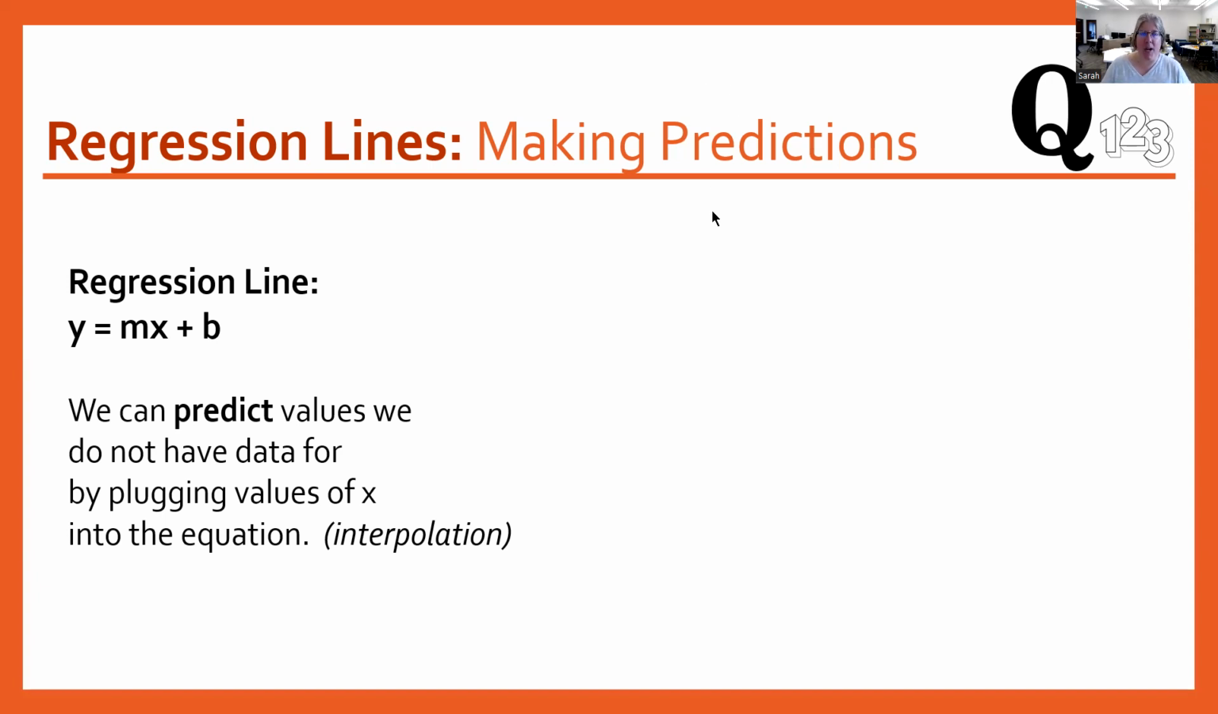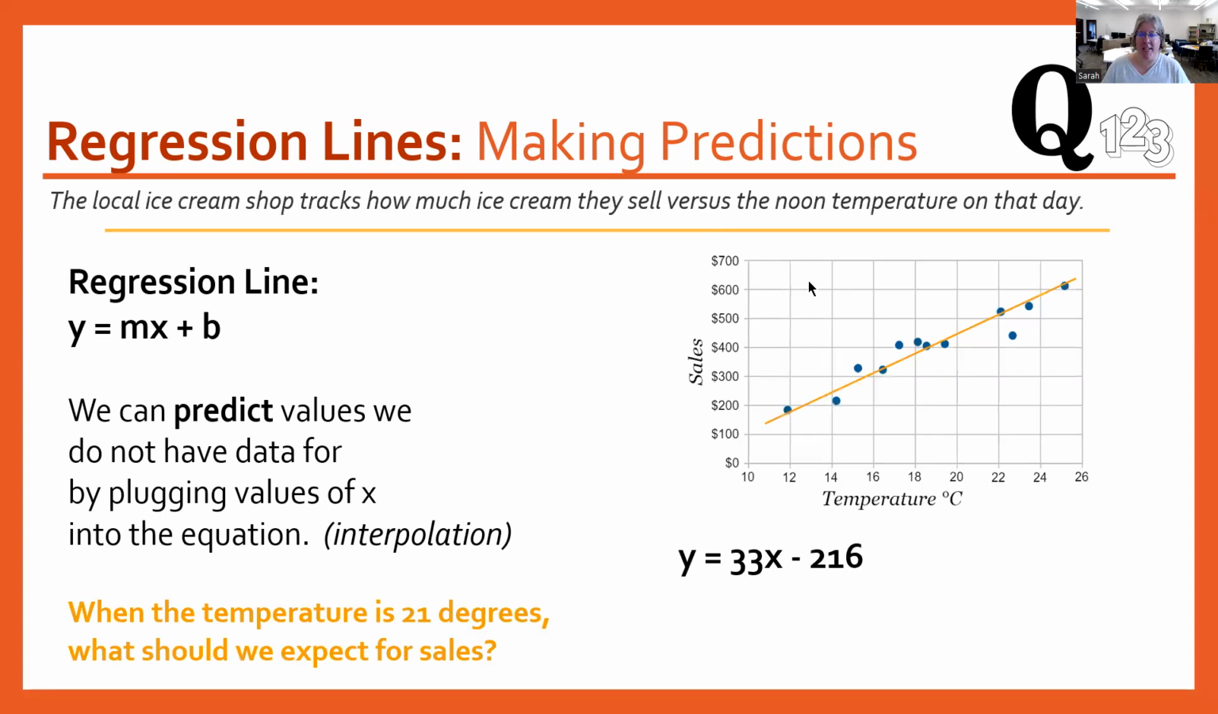All right, so let's go back to our example with the ice cream sales and the temperature. Remember, they recorded the temperature at noon and then also plotted the day's sales for ice cream to see if there was a relationship. There was a nice, strong linear relationship. They gave us the equation y equals 33x minus 216. So one way we could use this is, suppose we wanted to make a prediction for what our ice cream sales will be based on the temperature being 21 degrees.